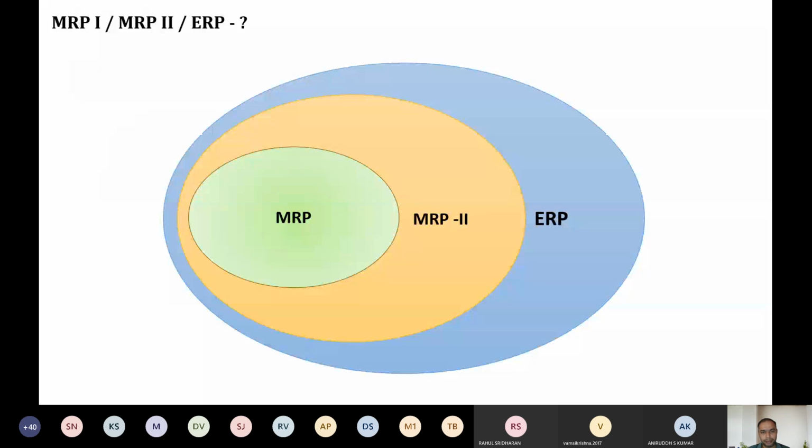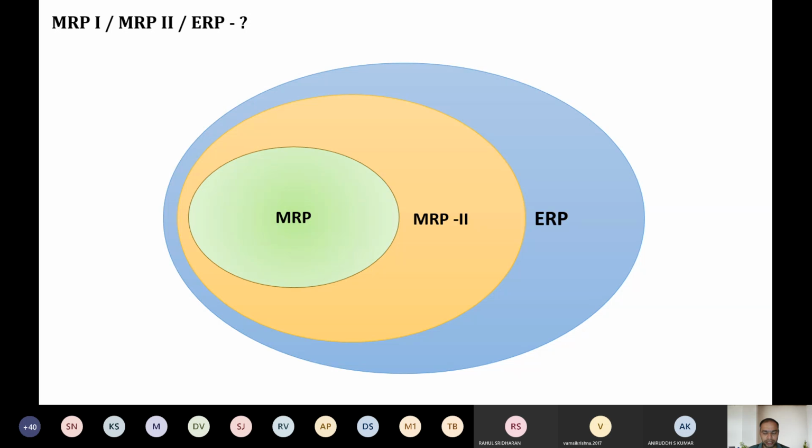How does this MRP work? See, there are 2 stages of MRP. One is called MRP1, or generally we call it MRP. The second one we call MRP2. What is MRP? MRP is material requirement planning. If you're only planning for the materials required to manufacture the product, that we call MRP. If you're considering men, material and all the other resources required to run the industry, then we call that MRP2. So understand the difference.